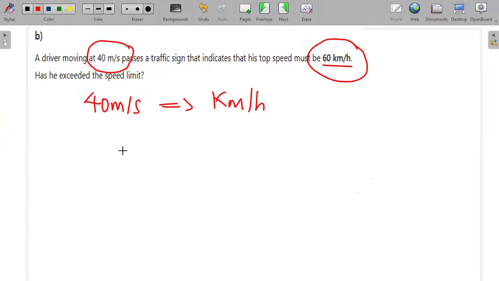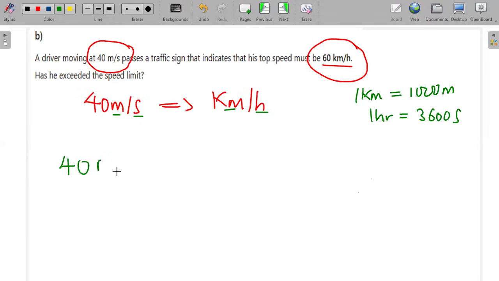So how do we convert this? We use dimensional analysis. First of all, we state the conversion factors between meter and kilometer and second and hour. So we know that 1 kilometer is simply equal to 1,000 what? Meters. And then 1 hour is simply equal to 3,600 seconds. So let's use dimensional analysis now to convert. This will be 40 meters, this second goes to the denominator, and then I'll say multiplied by dash, multiplied by dash. I'm going to arrange these conversion factors in such a way that this meter should cancel and this second should cancel.